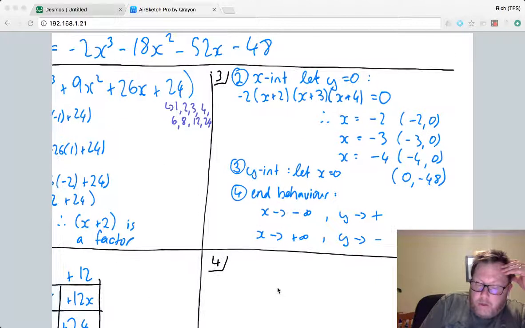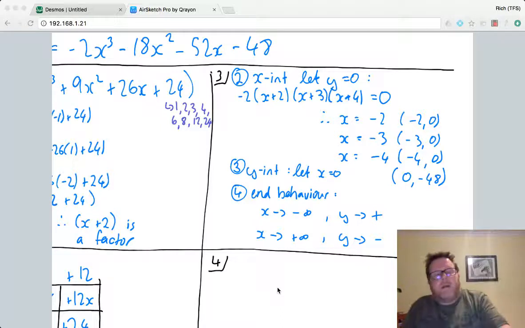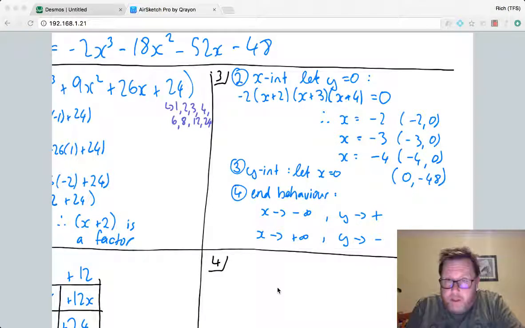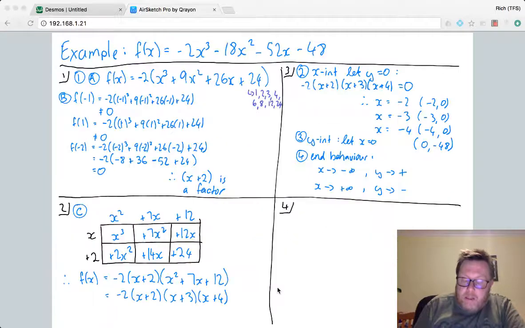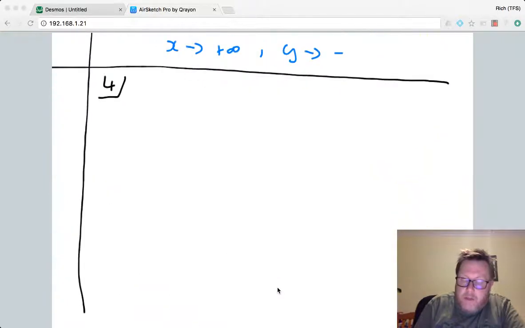So there are all the critical points in this particular box. We've got (-2, 0), (-3, 0), (-4, 0), and (0, -48) being the intercepts. And then we know the end behavior. Again, turning points do not need to be calculated. At this stage, you need to know a little bit of calculus in order to determine that with accuracy.